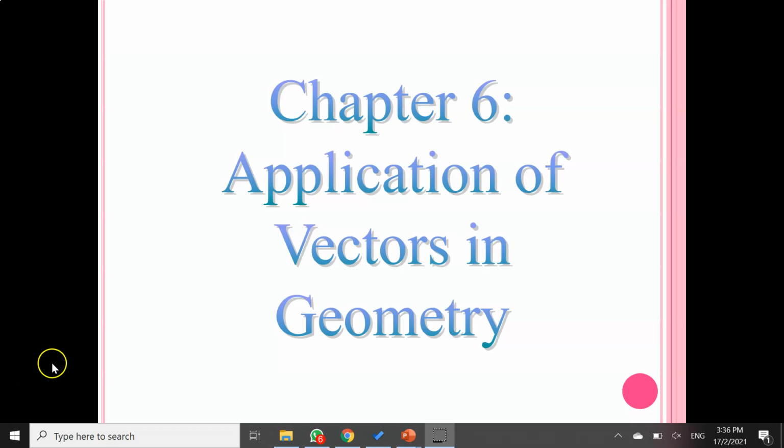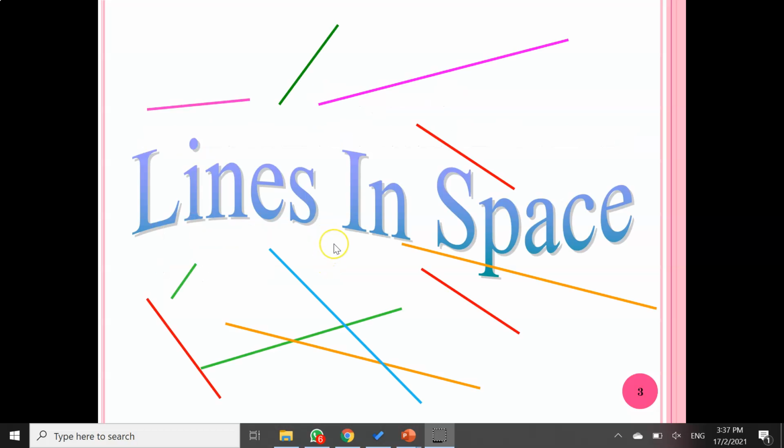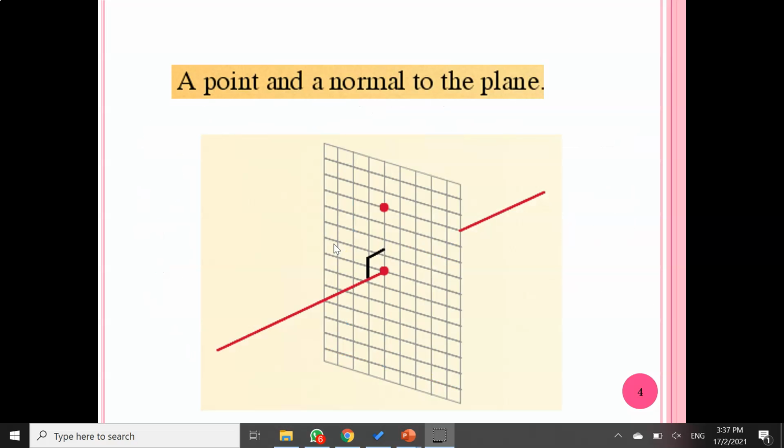So let's see what we have in this chapter. Basically we have two subtopics. The first one is lines in space and the second one is plane, satah. Line is garis and plane is satah. Okay, so the first one is lines in space.